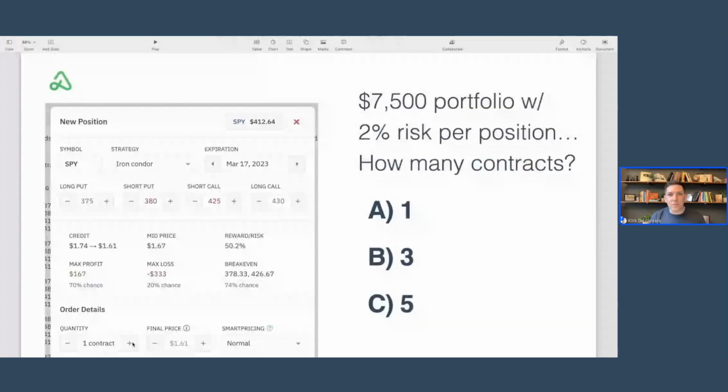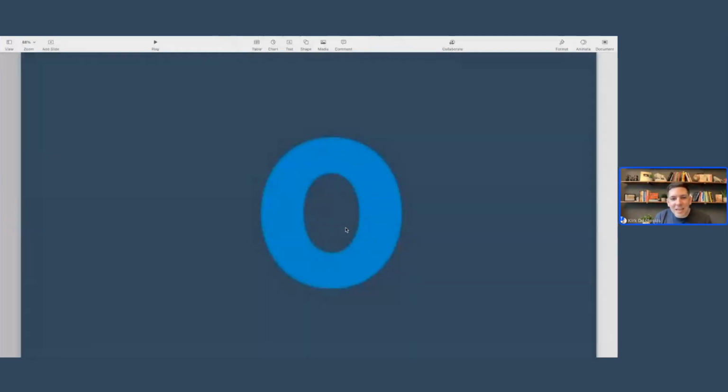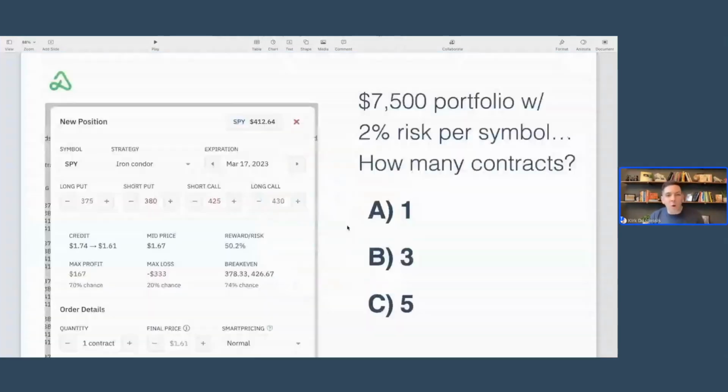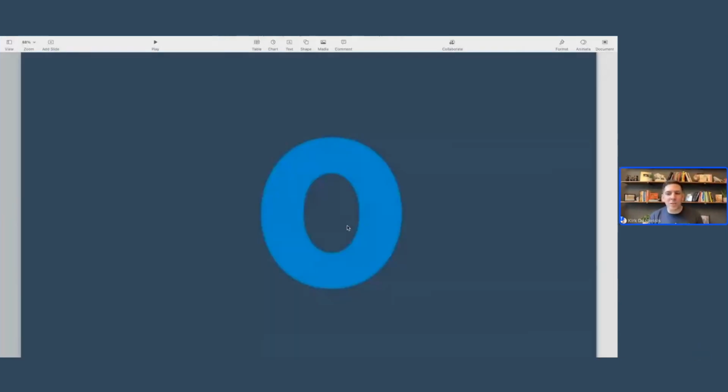Now answer this question. If you have a $7,500 portfolio and you wanted to risk 2%, let's call it per symbol, how many contracts of this trade can you do? 1, 3, or 5? Do you know what the answer to this is? 0. You can't do this trade. Sorry, it was a trick question. There is no right answer because the answer is 0. You cannot do this trade.